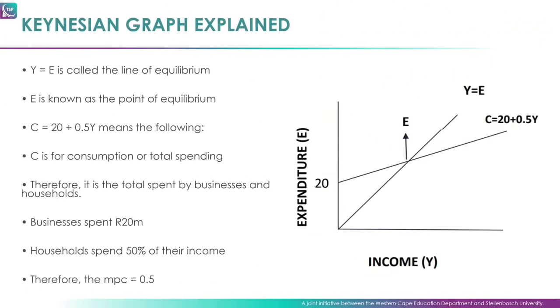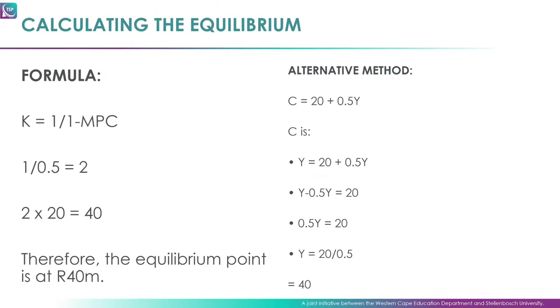That means that point there represents, if you brought that line down here, you would have 40, because that is where the economy is in equilibrium at 40 million. Right, so this is one method of calculation.